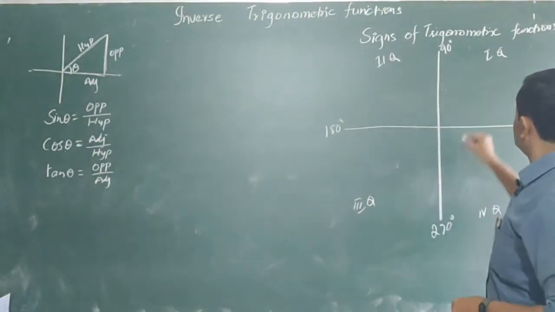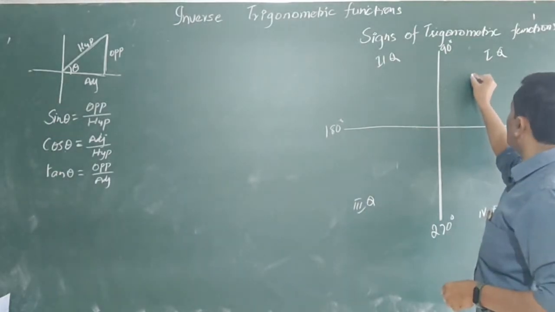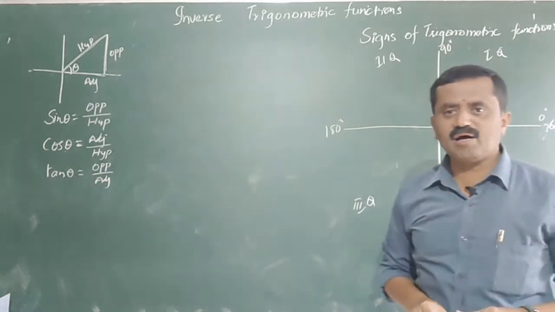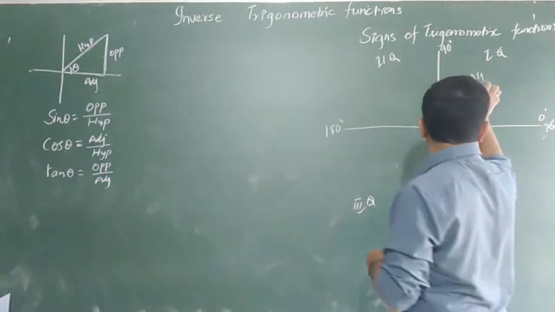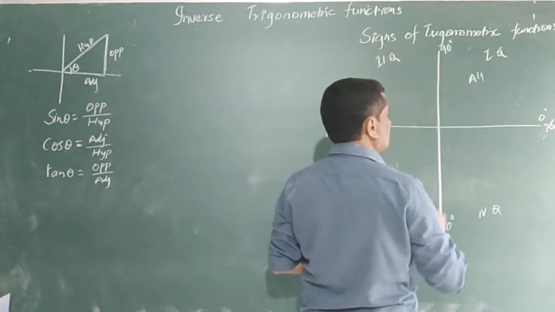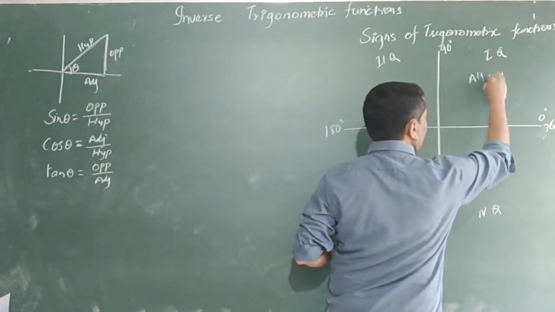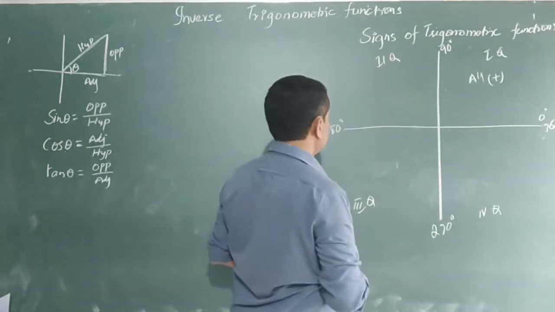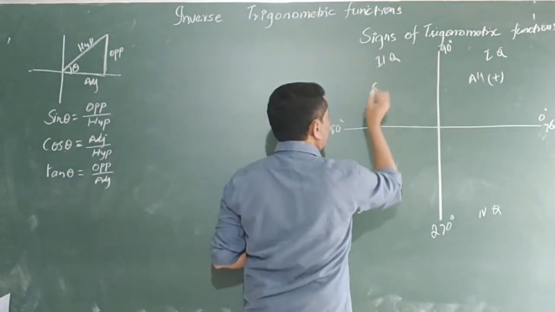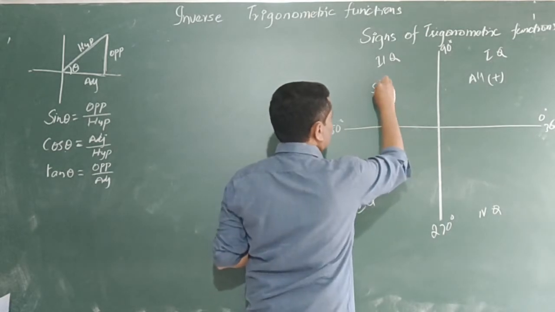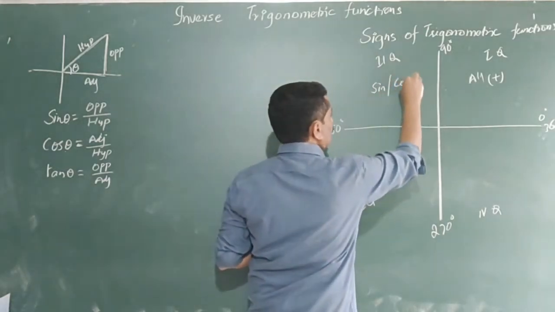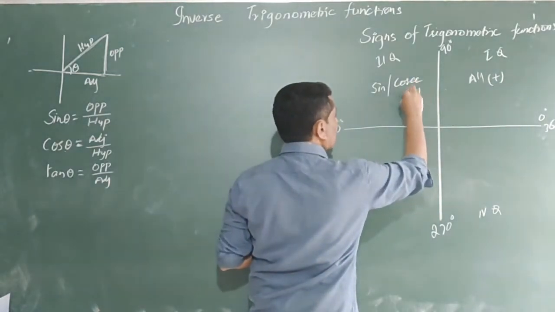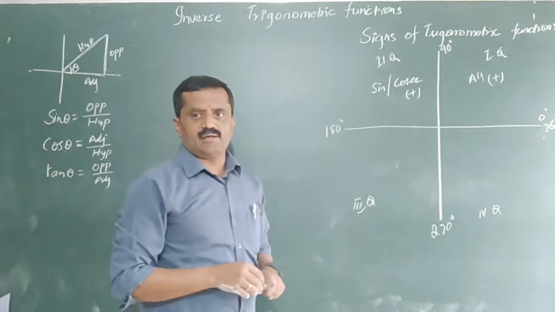In the first quadrant, all trigonometric functions are positive. When it comes to the second quadrant, sine and its reciprocal, that is cosecant, are positive, and the remaining are negative.